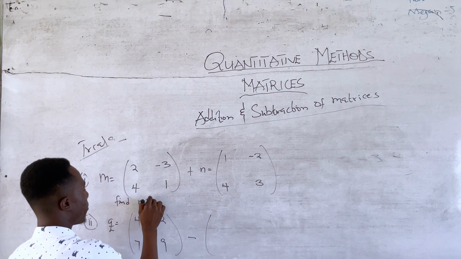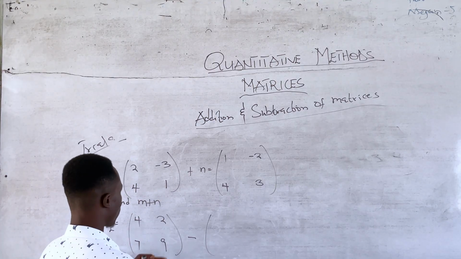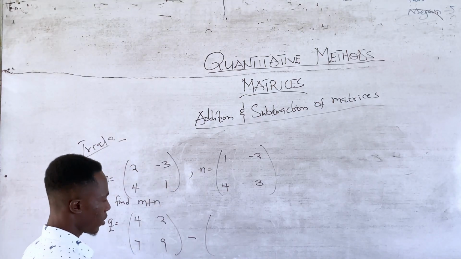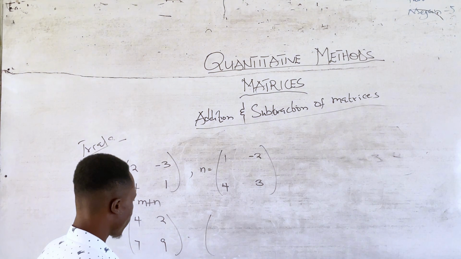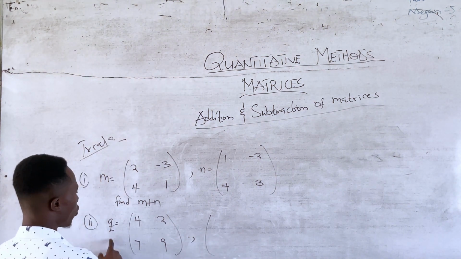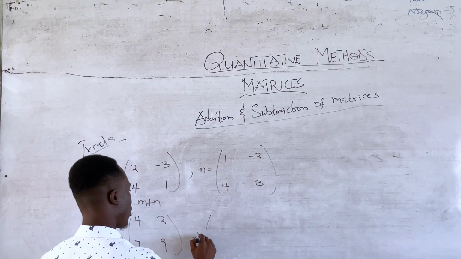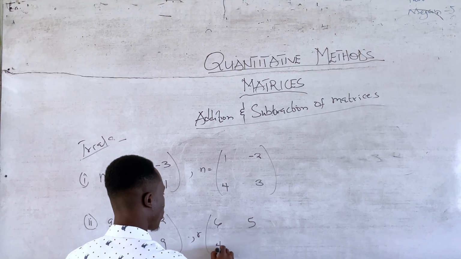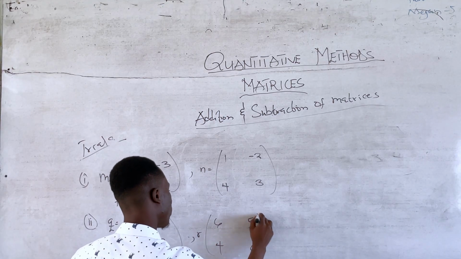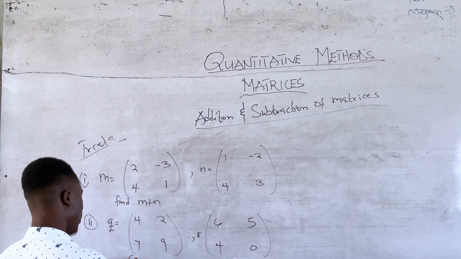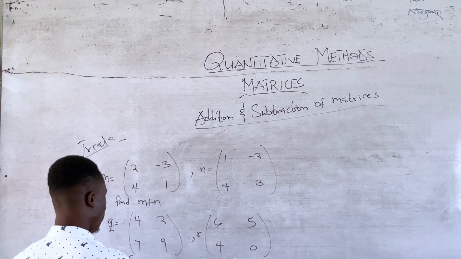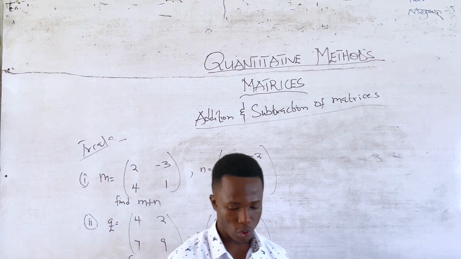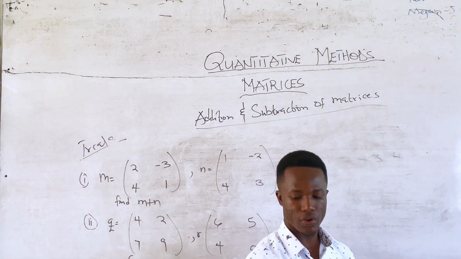For the first one, you have to find M plus N. Normally it's a comma here, not the sign. Then Q equals this and R equals 6, 5, 4, 0. You have to find Q minus R. So you solve this one for me as we proceed to our next subtopic.